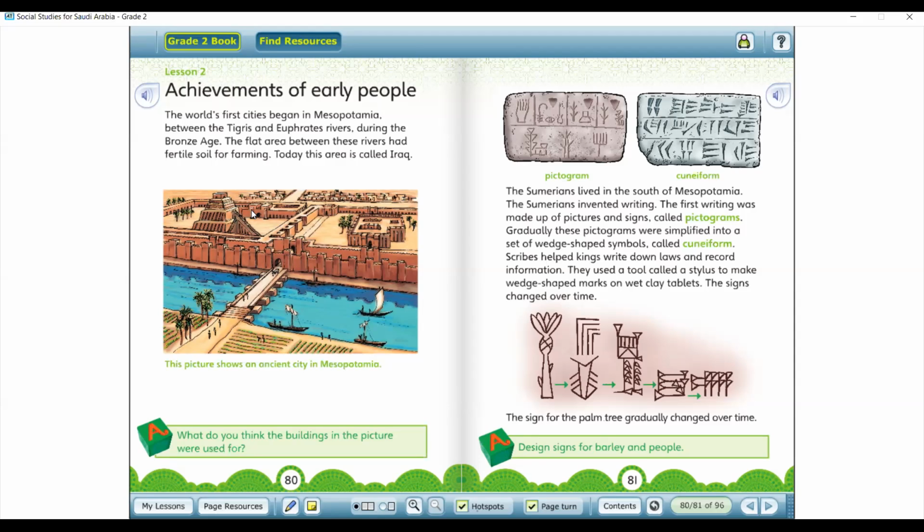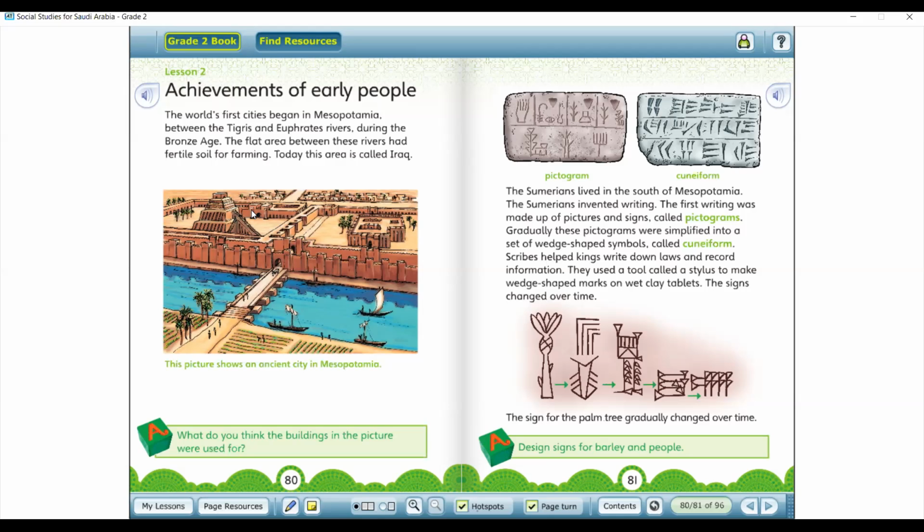Instead of having to draw an entire picture for everything that you want to say, you developed symbols that represented these things, these pictures and these objects and so on. So gradually these pictograms were simplified into a set of wedge-shaped symbols called cuneiform. Scribes helped kings write down laws and record information. They used a tool called the stylus to make wedge shaped marks on wet clay tablets.